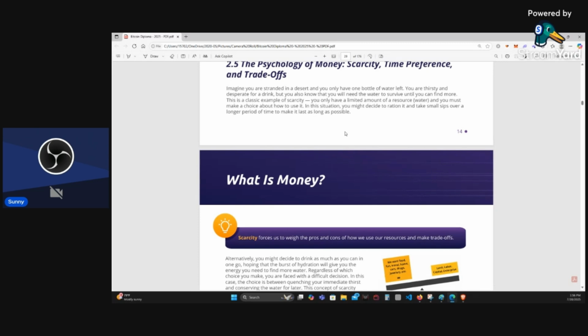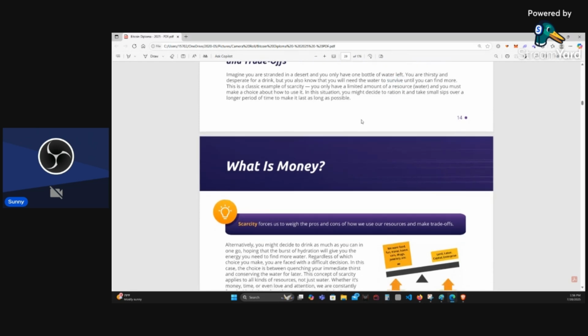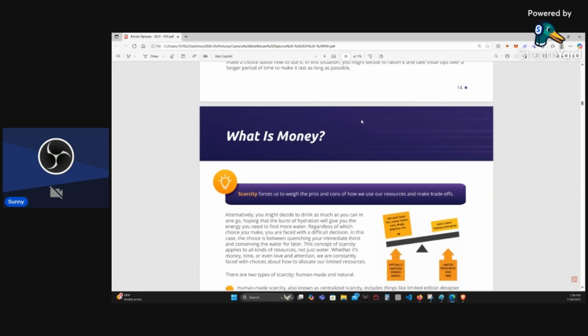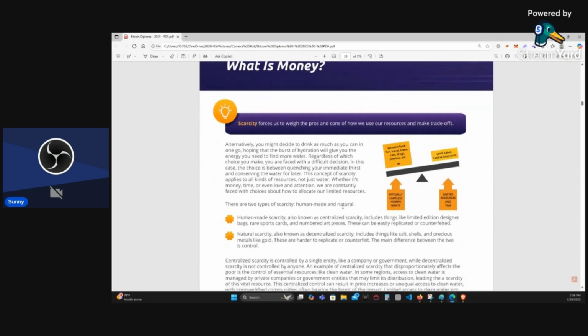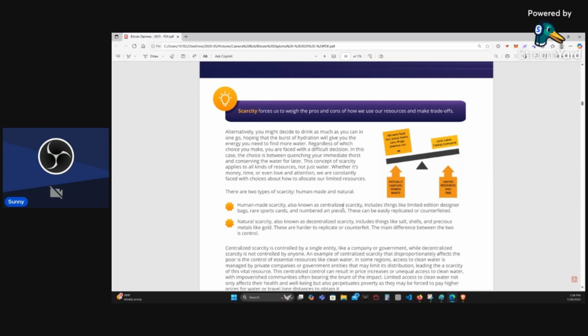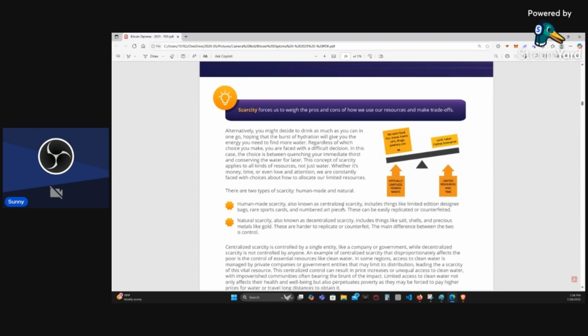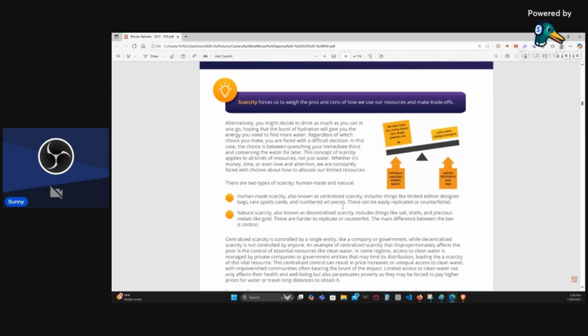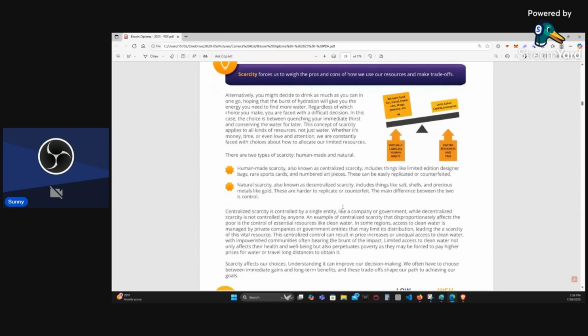In this situation, you might decide to ration it and take small sips over a longer period of time and make it last as long as possible. Alternatively, you might decide to drink as much as you can in one go, hoping that the burst of hydration will give you the energy you need to find more water. Regardless of which choice you make, you are faced with a difficult decision. In this case, the choice is between quenching your immediate thirst and conserving the water for later.